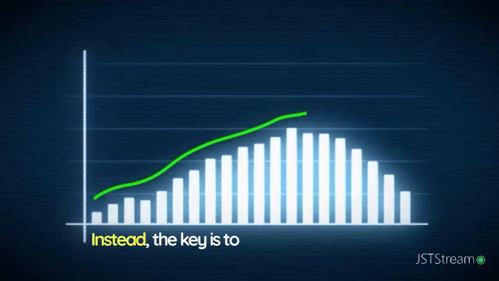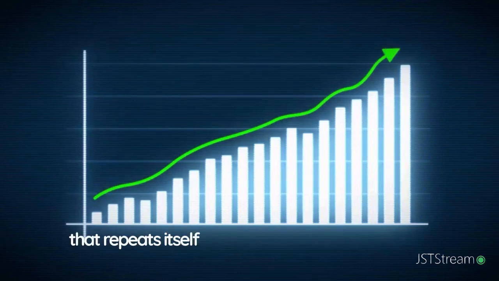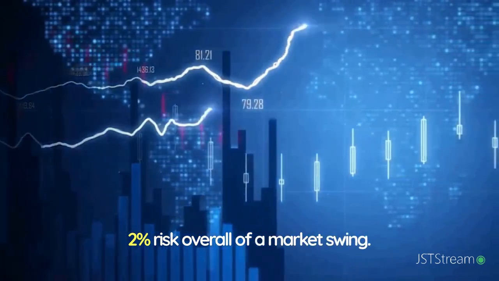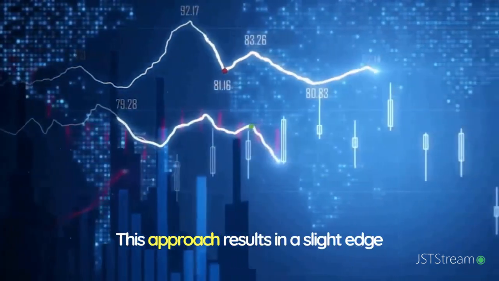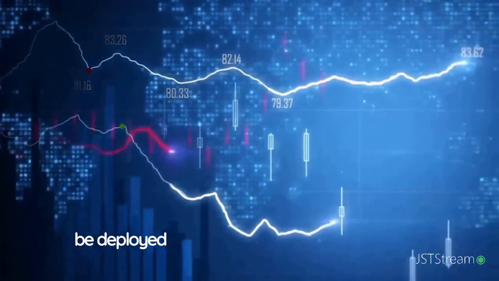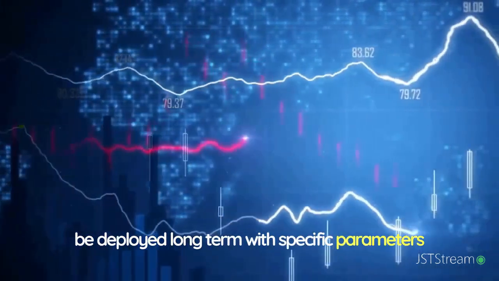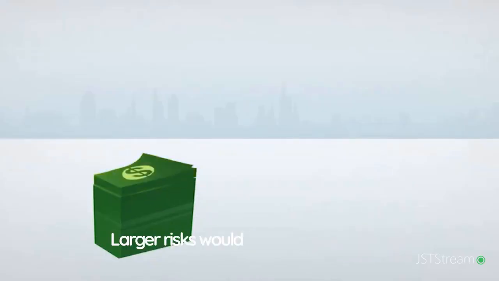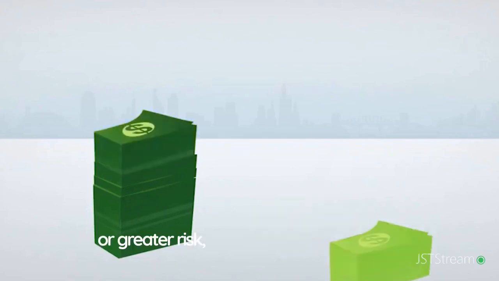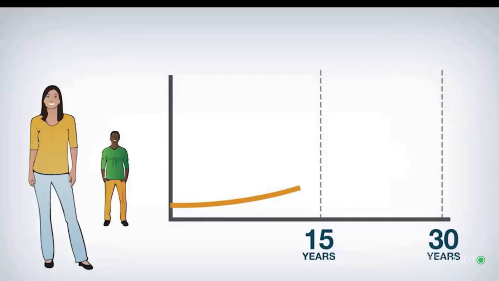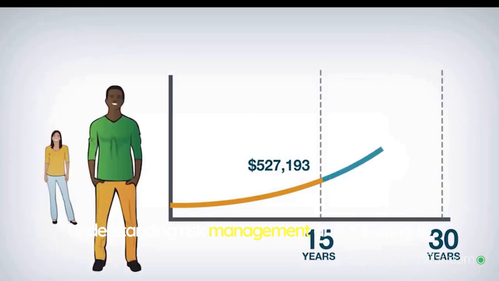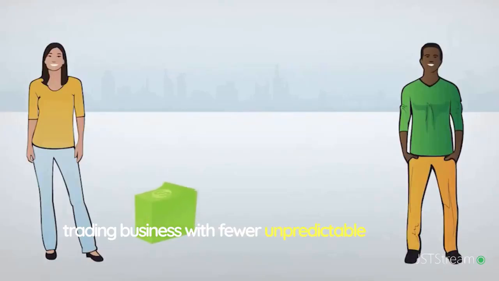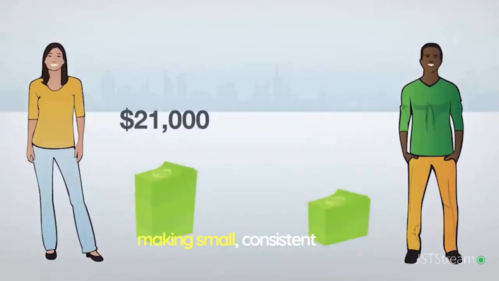Instead, the key is to find a trading strategy that repeats itself consistently and yields a 1 to 2% risk overall of a market swing. This approach results in a slight edge and a working trading strategy that can be deployed long-term with specific parameters to extract small, consistent gains over time. Larger risks would put capital at equal or greater risk, leading to potential losses. Understanding risk management and adhering to exact system parameters is essential to running a trading business with fewer unpredictable variables and making small, consistent gains.